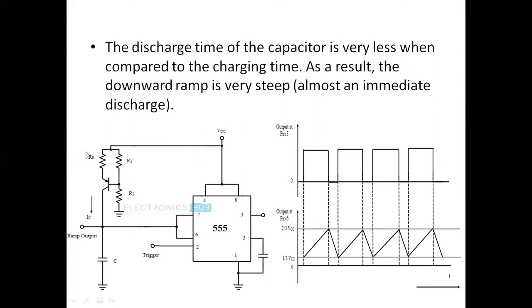Here we are applying a constant current source in place of the resistance. So the discharge time of the capacitor is very small compared to the charging time. As a result, we get a downward ramp sweep that is very much lower compared to the upward sweep. So if you connect the constant current source in place of the resistor, the monostable multivibrator can also be used to generate a linear ramp signal at the output.